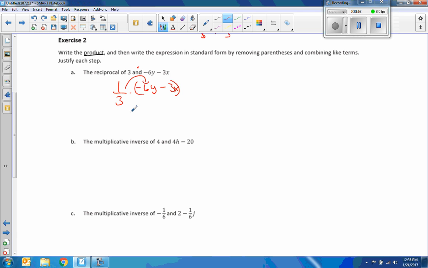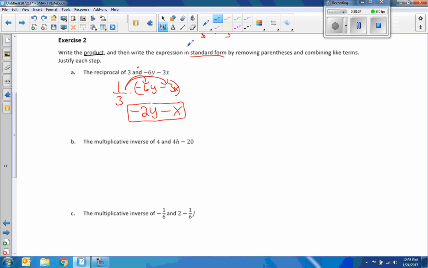So I'm going to distribute. Positive times a negative is negative. 1/3 of 6 is 2, or 6 divided by 3, if you will. Y. I'm going to distribute. Positive times a negative is negative. 3 times 1/3, or 3 divided by 3, is 1, and then I get x. These terms are not like terms. I am done. This is my standard form.